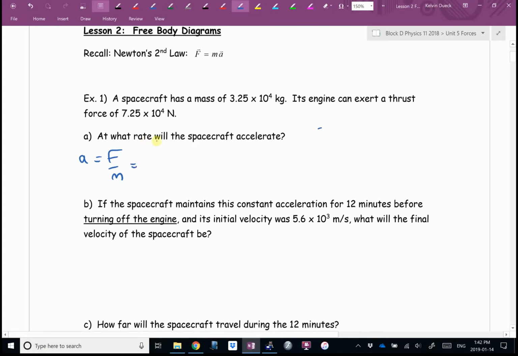Logan, what was the force in newtons? Read it to me. No, what was the force in newtons? The number. Go look at the question. 7.25. Keep going. Times. Okay. That's the force in newtons. I just looked for the N. Is there a kilogram somewhere for mass? Read me the mass, kiddo. Okay. What will this spacecraft accelerate at?